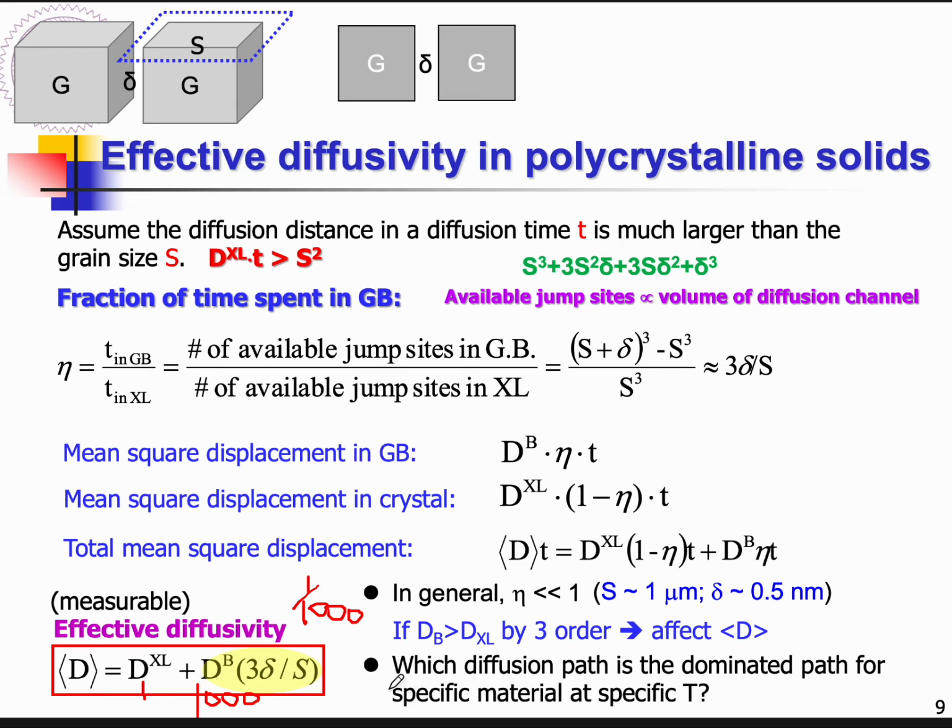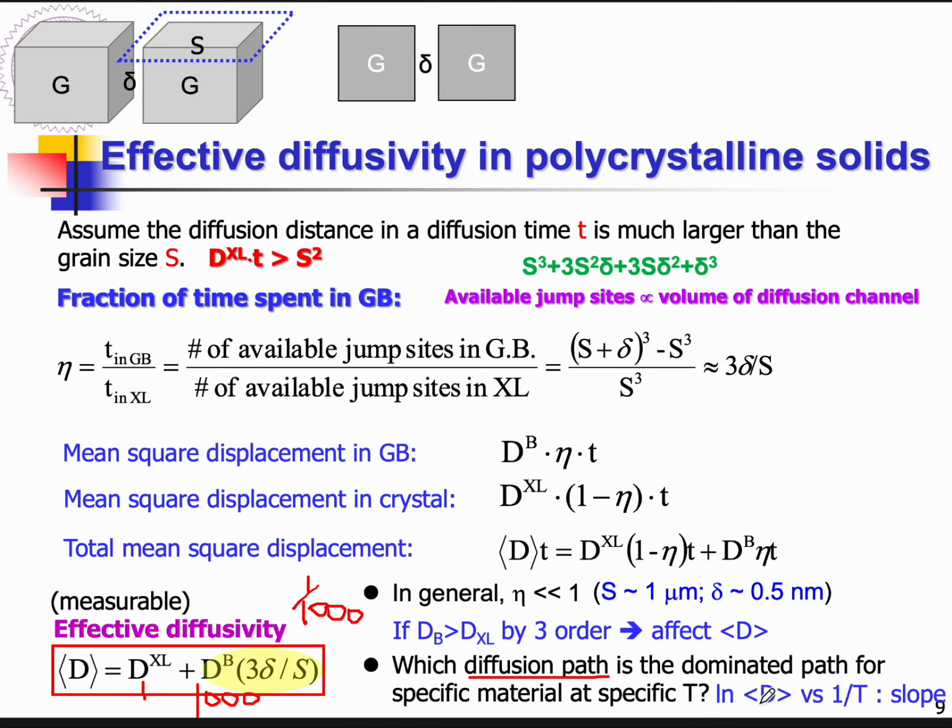So next, I'm curious, want to ask you, which diffusion path is the dominant path for specific materials at specific temperature? How to determine which diffusion path is a dominant diffusion path at a specific temperature in polycrystalline materials? How to know whether the dominant diffusion path will be 1 or 2? How to determine that? How to estimate that?